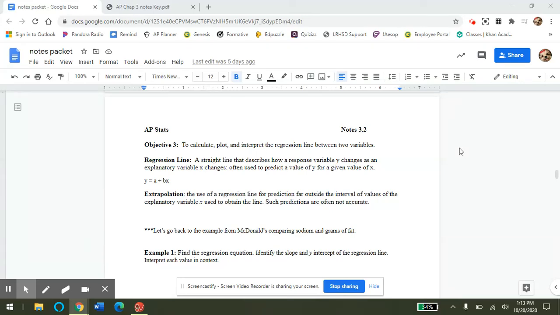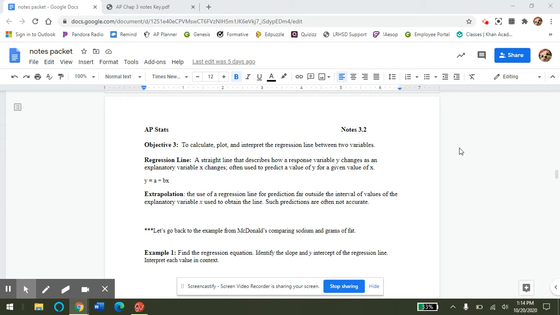Okay, today's section 3.2, one of our objectives is to calculate and plot and interpret the regression line between two variables. So your regression line, when you first learned this, probably back in Algebra 1, your teacher most likely called it the line of best fit. It's a really logical name, right? What line best fits our data?